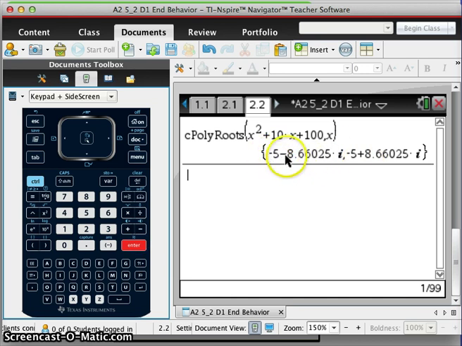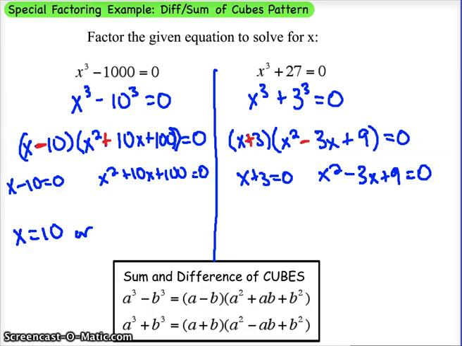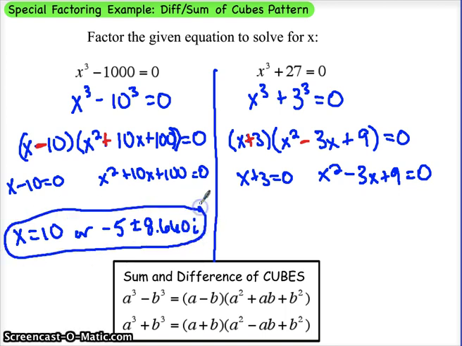Notice -5 plus or minus 8.660i. Again, if you're looking for complex numbers, that's great. If they only say find the real values of x, then we could have stopped at the 10. That's the only real one you're going to get.